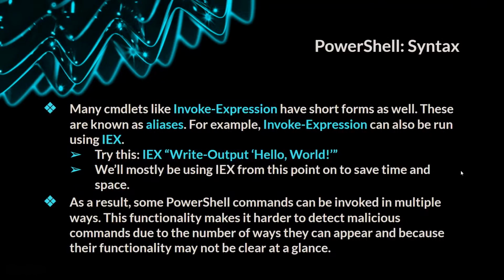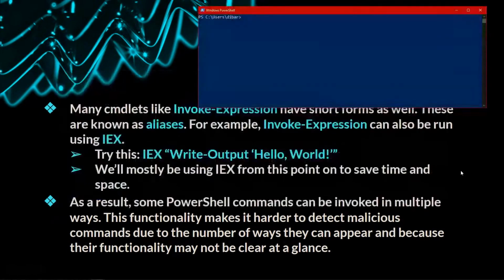which is syntax. Many cmdlets like invoke expression have a short form as well. Actually, we did cover one of them, where Kevin brought up the idea that write output also has an alias of echo. So for example, if you do write output hello world, and then if you do echo hello world, they both execute the same thing. They're the same command. The only difference is that echo is a shorter version of it.